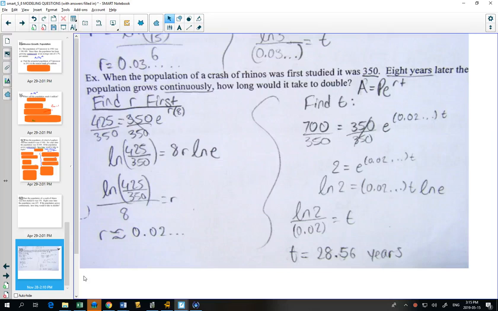28.56 years. R to be 0.02... Yeah, if you want to go right from 1 to 2 there, you could do that.